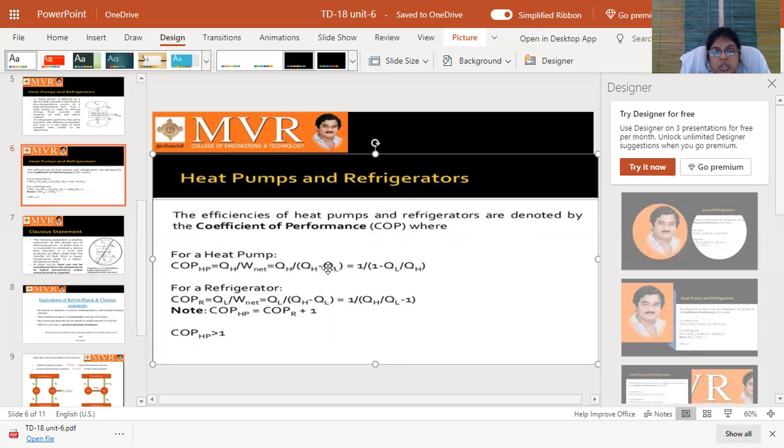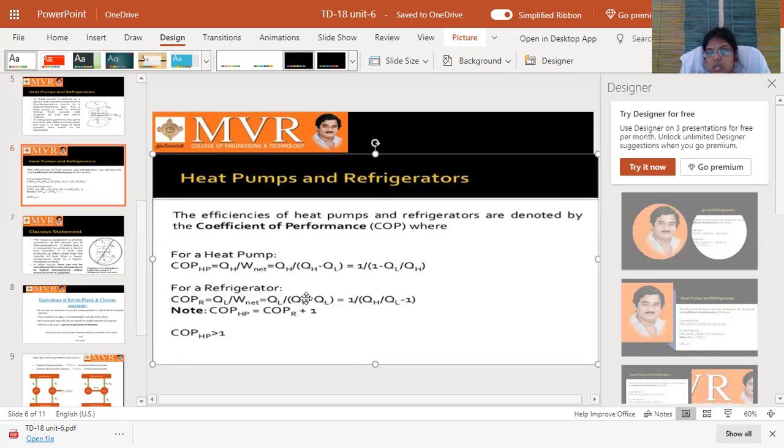So QH by QH minus QL, that is 1 by 1 minus QL by QH for a heat pump. For a refrigerator, it is the desired effect to work done net. In a refrigerator, the cooling effect is our desired effect, so QL by W net. W net is nothing but QH minus QL. So finally we get 1 by (QH by QL minus 1). So this is the coefficient of performance, defined as the desired effect to work done net. For a heat pump, the desired effect is QH.